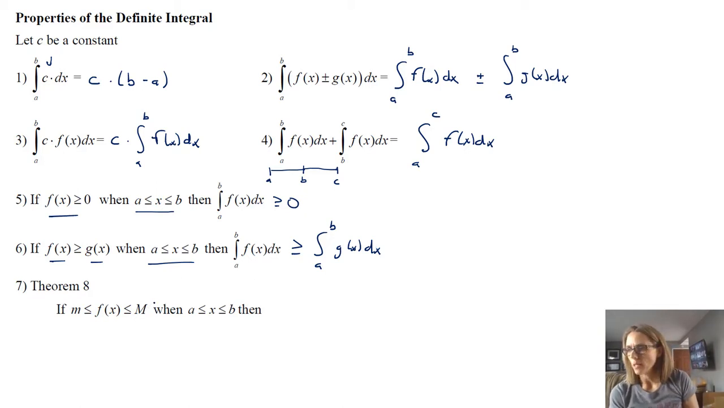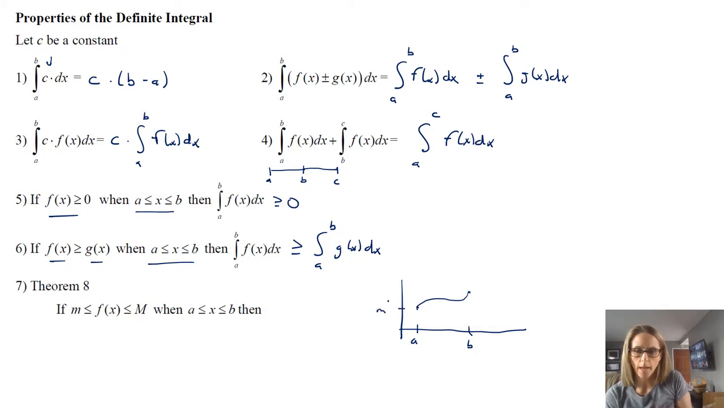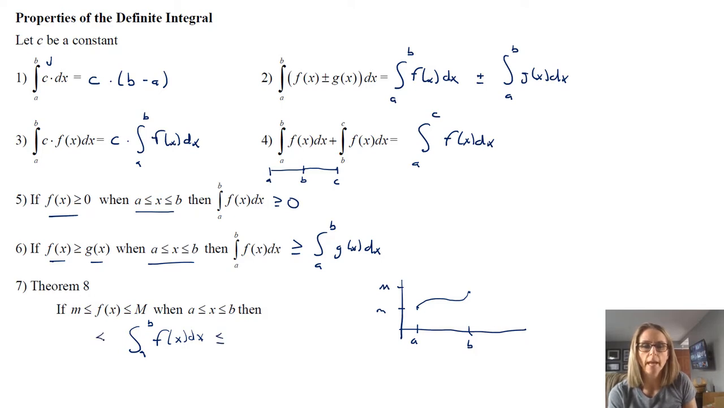Now for theorem 8, it tells us if your function is bounded. So you can think about, say you have some function from a to b, and it starts here and it goes up here. So that just means it's always greater than or equal to m, and it's always less than or equal to big M on that interval. Then when you integrate f of x on that interval, the idea is really just you can bound the answer for that area.